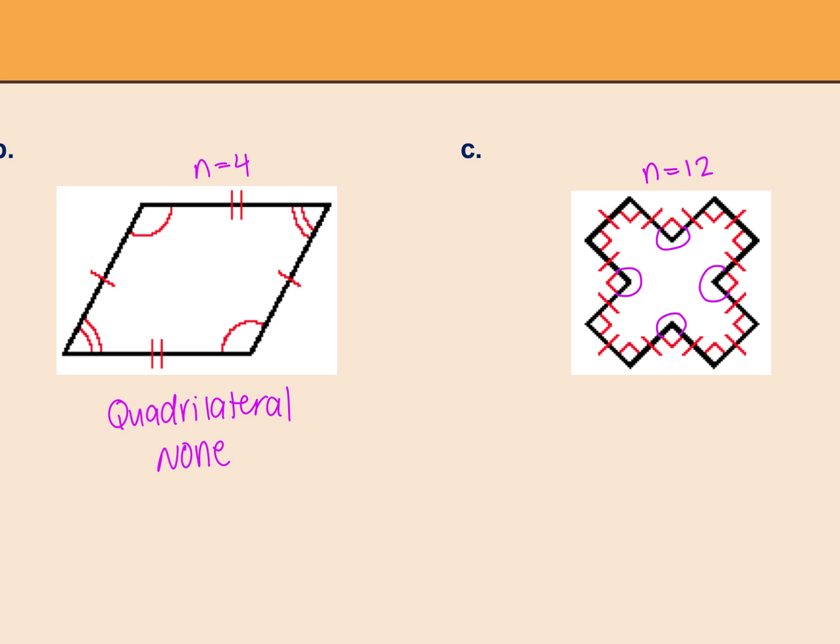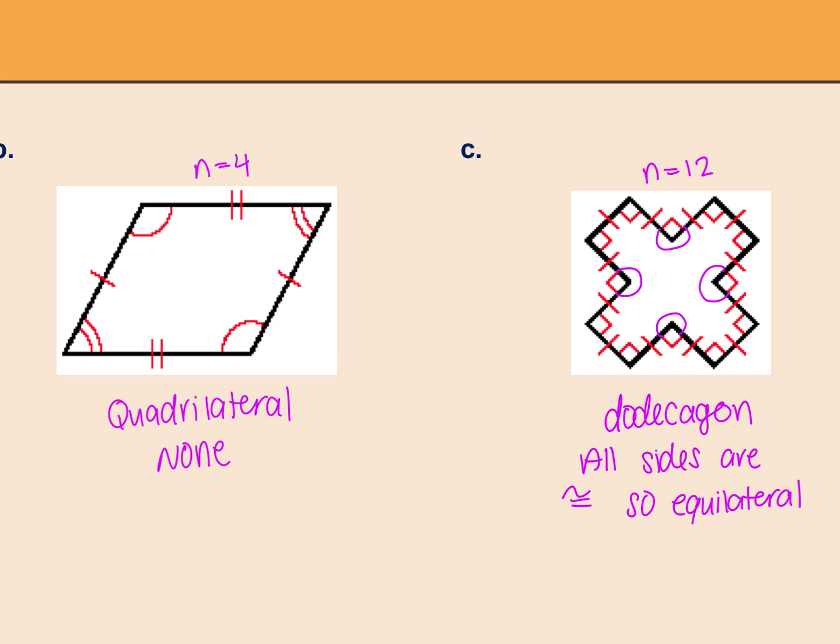Are all my exterior angles congruent? I'm sorry, are all my sides congruent? Yes. Okay. This is just going to be called a dodecagon. I'm not going to call it regular. Okay, this is just a dodecagon. Oops. Yeah, a dodecagon. And then we know that all sides are congruent, so it is equilateral. You want to say equilateral dodecagon, but it's just a dodecagon, okay? My angles are not all the same.